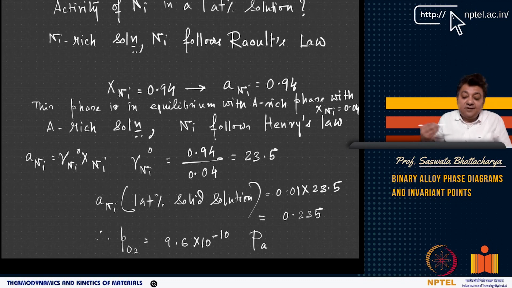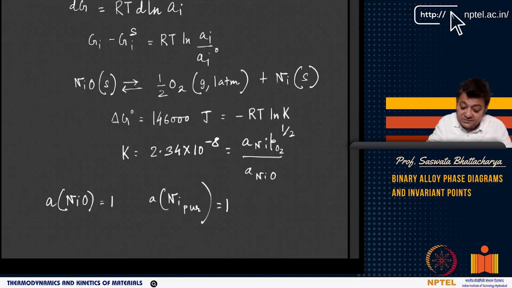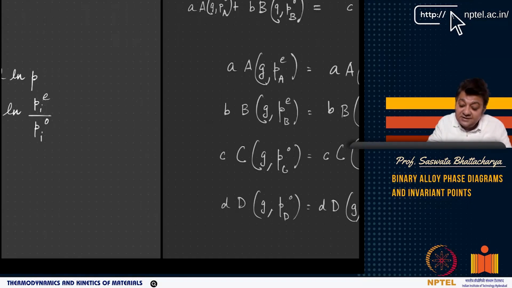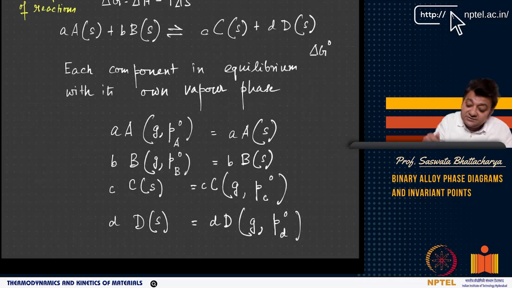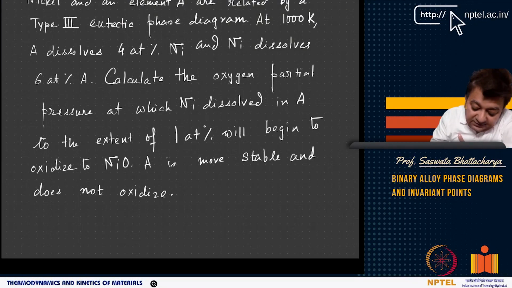So what will be the activity of nickel in a 1 atomic percent solution? In a nickel rich solution, nickel follows Raoult's law because nickel is the solvent. In an A rich solution, nickel follows Henry's law. Now, if you look at the nickel rich solution, the maximum solubility limit was 6 atomic percent. The amount of A that dissolves is only 4 atomic percent, and the amount of nickel that dissolves is only 6 atomic percent.